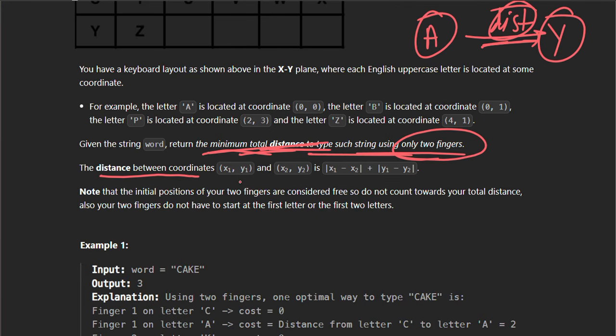So basically, what we'll do is we'll take the coordinates of A and the coordinates of Y, let's say x1 and y1, x2 and y2. So the distance is the absolute value of x1 minus x2 plus the absolute value of y1 minus y2. So this is the distance to shift our finger from one character to another character, right? And initially our both fingers are free, so when the fingers are free and we put them at some character, in that case the cost will be zero, right? So we don't have to consider the cost at that time, right?